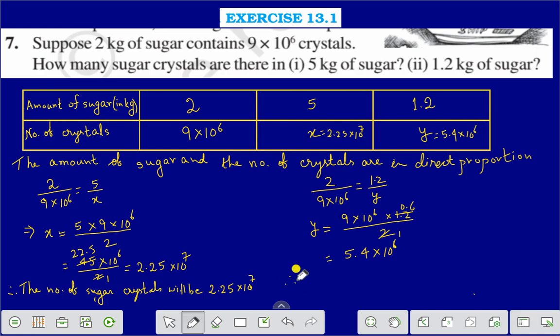Therefore, you can say that the number of sugar crystals is 5.4 into 10 to the power 6, and that is the answer.